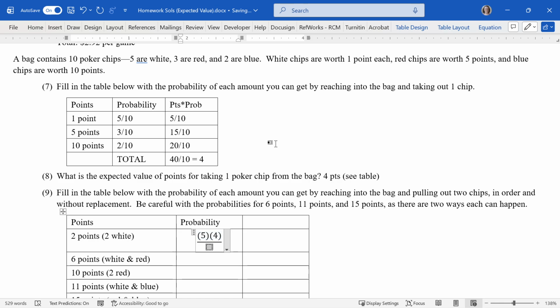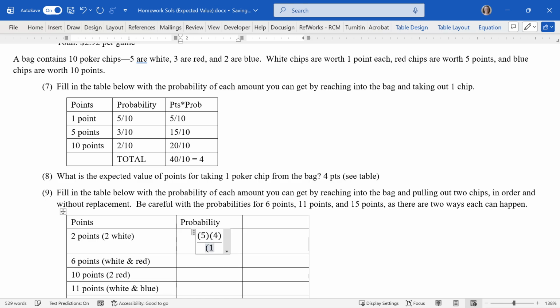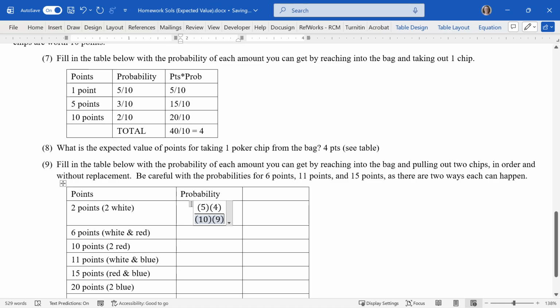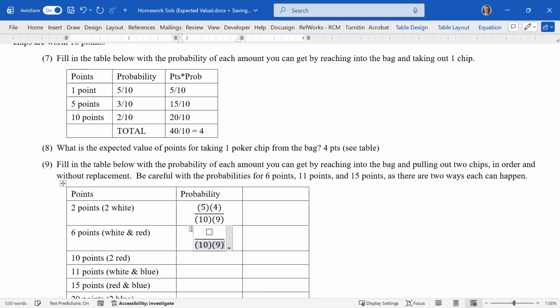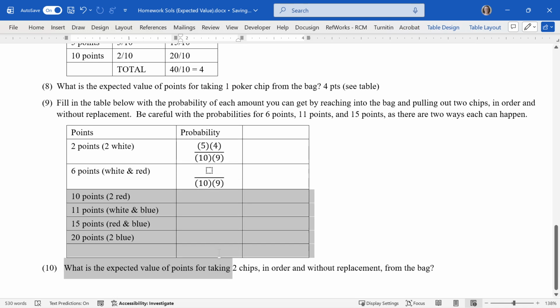Then on the bottom here, we're going to put the number of ways to get any 2 chips. So the first time you reach in, there will be 10 chips in the bag. And then when you reach in again, there will be 9 chips in the bag. Okay? And so these are all going to be out of 10 times 9. So I'm just going to go ahead and put that part in for all of these. I'll just make it a little bit faster.